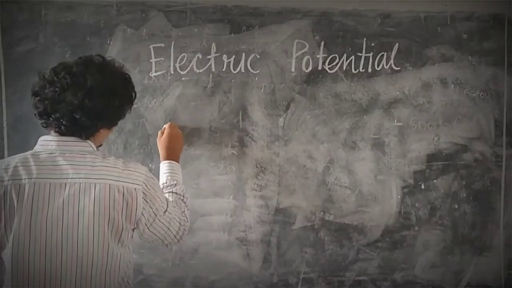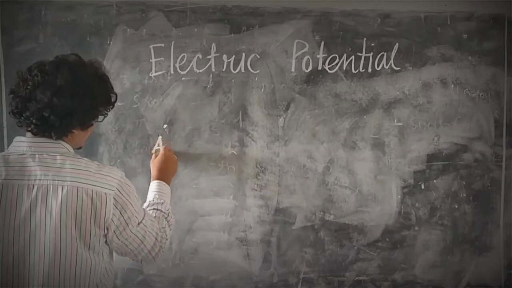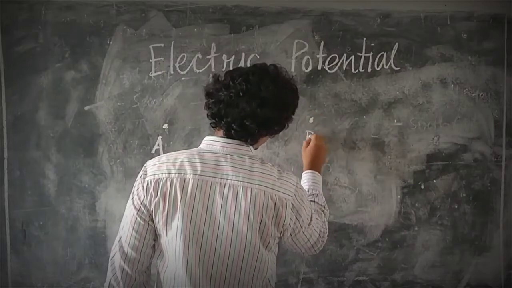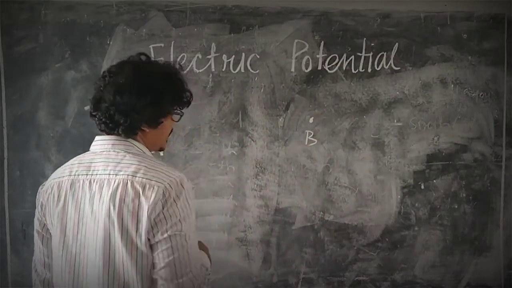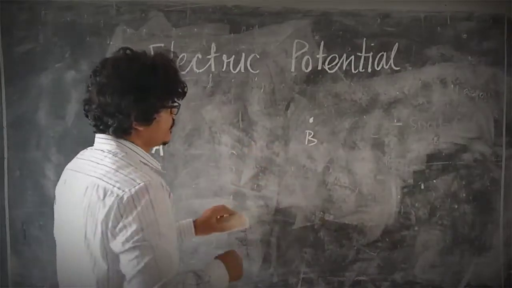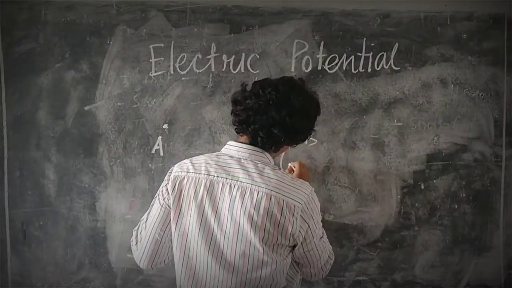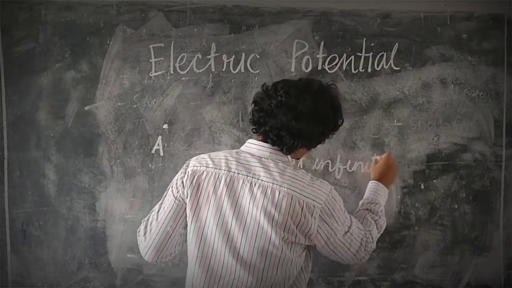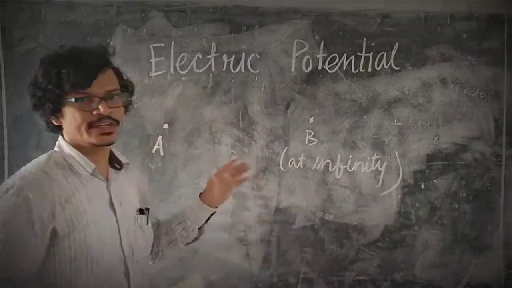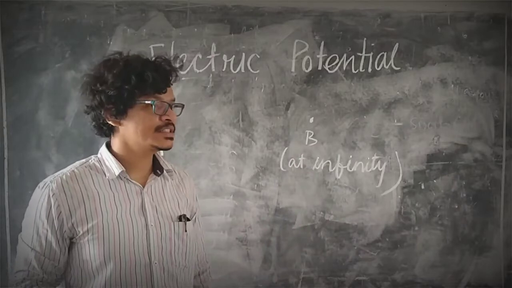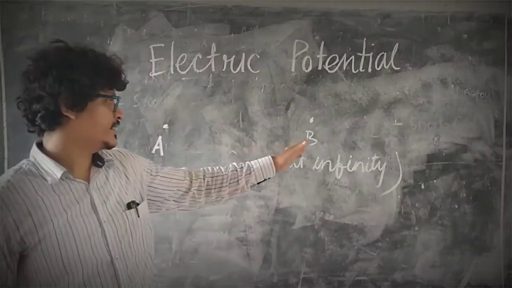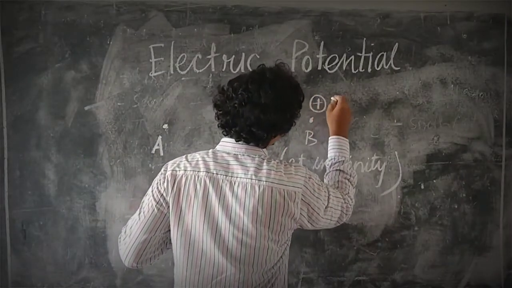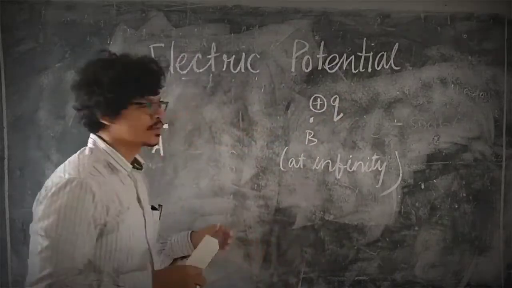Let us take 2 points, one is point A, another is point B. The distance between A and B is very far, so we can say that point B is at infinity. Point B is at infinity. Let us say one point charge Q is kept.